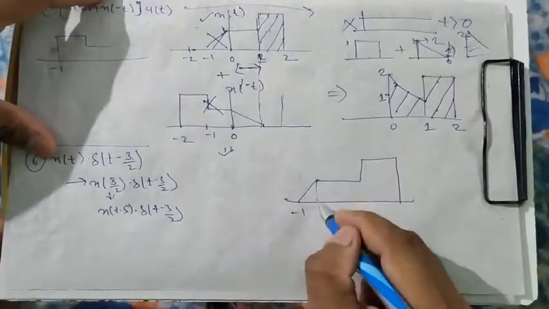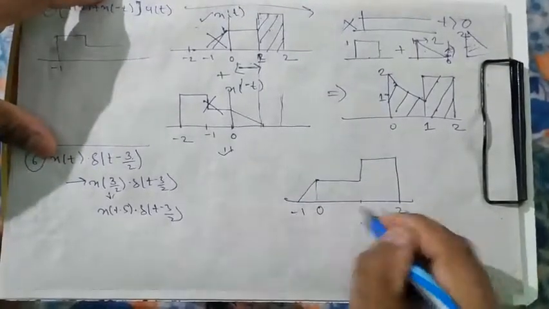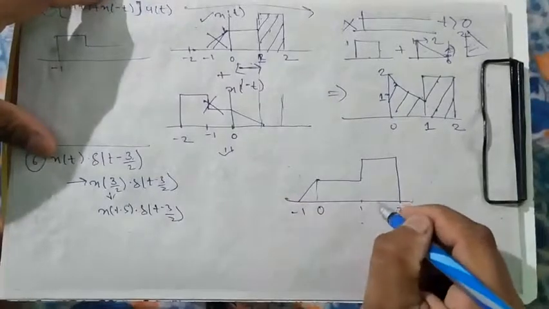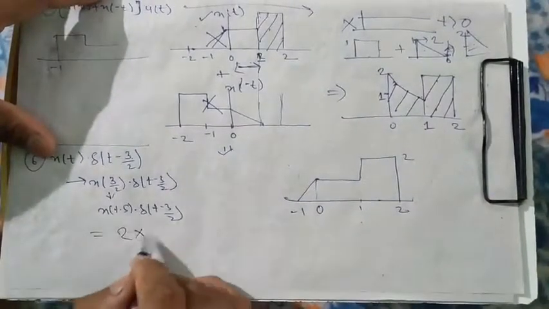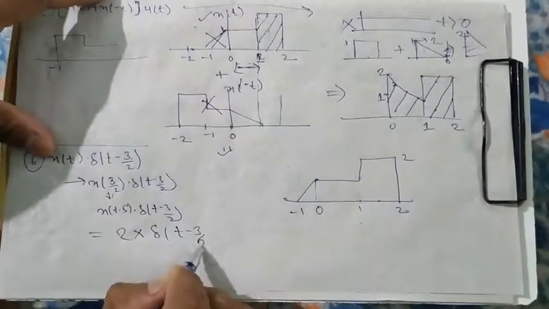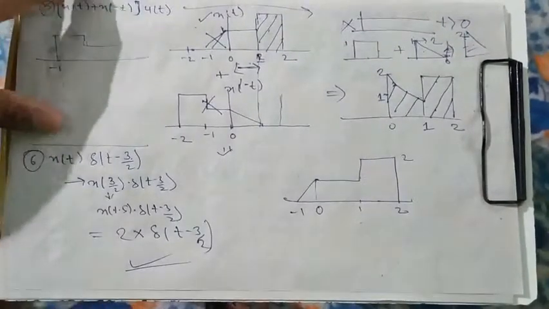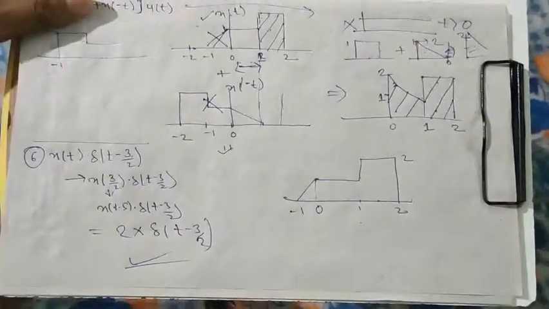Minus 1, then it is 0, it is 1, it is 2. So at 1.5, that means it is 2 units now. So it is basically 2 into del of t minus 3 by 2 will be the answer. Okay. Now we will solve the next problem.